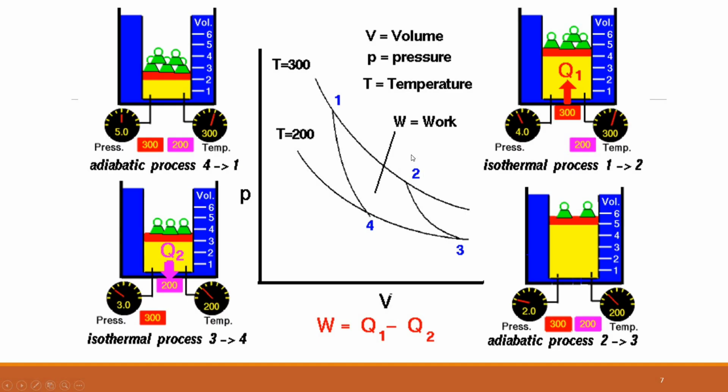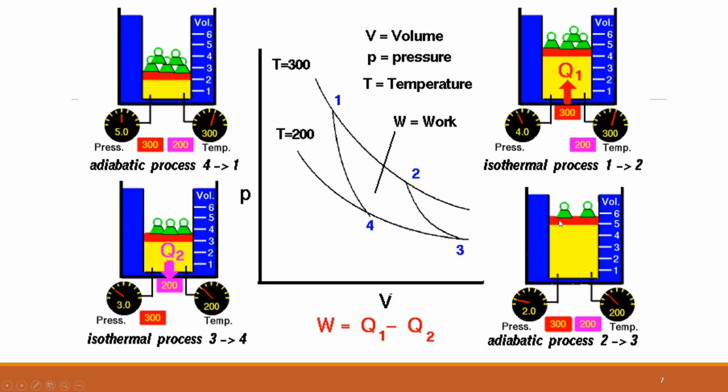Step 2. Adiabatic expansion from state 2 to state 3. Next comes the adiabatic expansion. In this process, the gas is thermally isolated from both heat reservoirs, meaning no heat is exchanged with the surroundings. Additional weight is removed from the piston, allowing the gas to continue expanding.